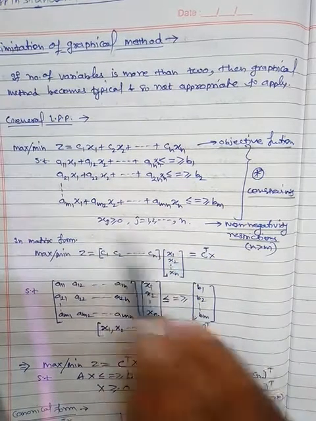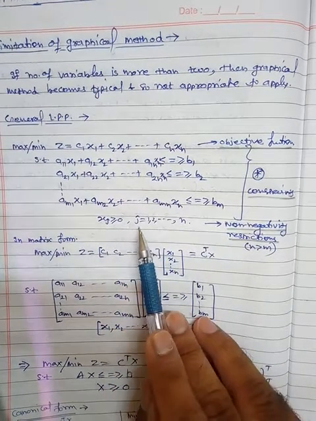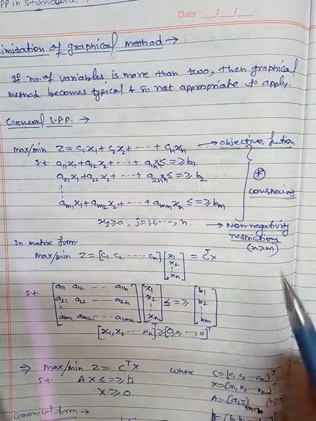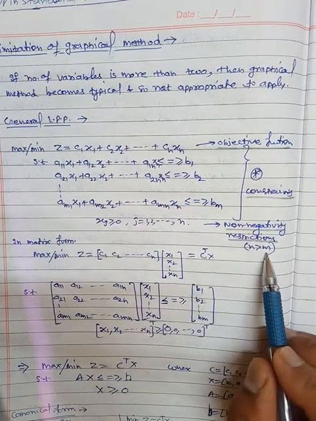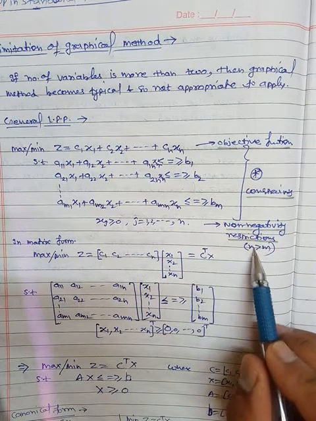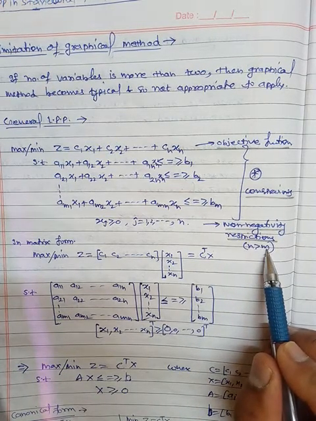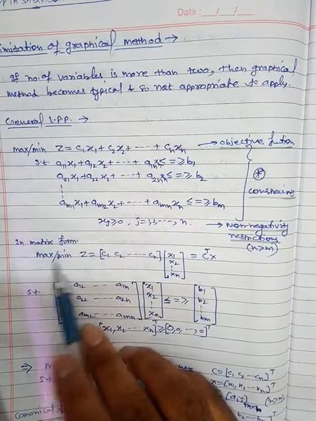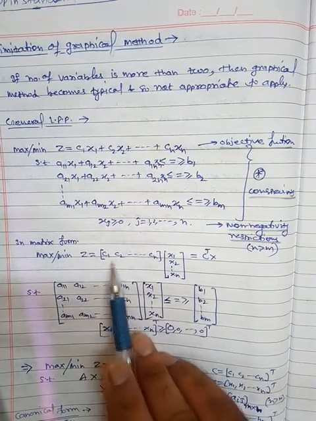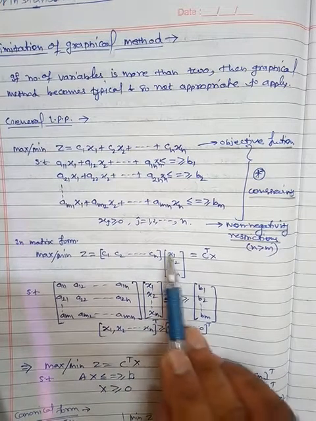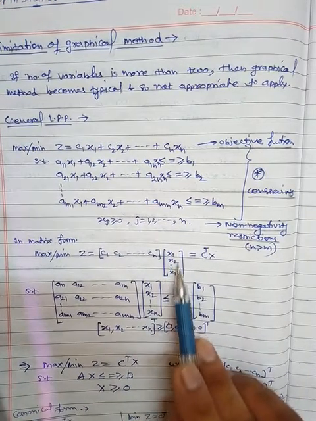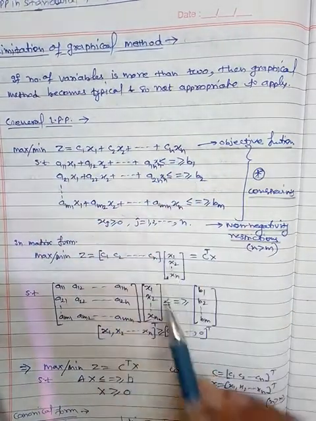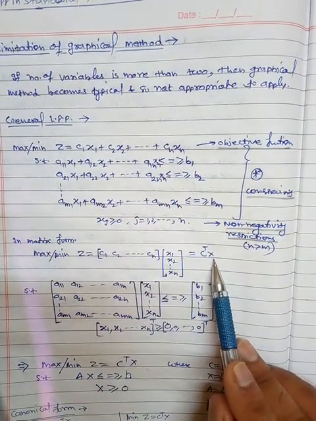This is the non-negativity condition, xj is greater than or equal to 0, where j is 1, 2 to n. These are the non-negativity restrictions. Here we have assumed that n is greater than m, that means the number of variables is greater than the number of constraints. Now we can rewrite this in matrix form. In matrix form, maximum or minimum z is the row vector c1 c2 cn multiplied by the column vector x1 x2 xn. When you multiply these two, you get the same objective function. This can be written as C transpose X.